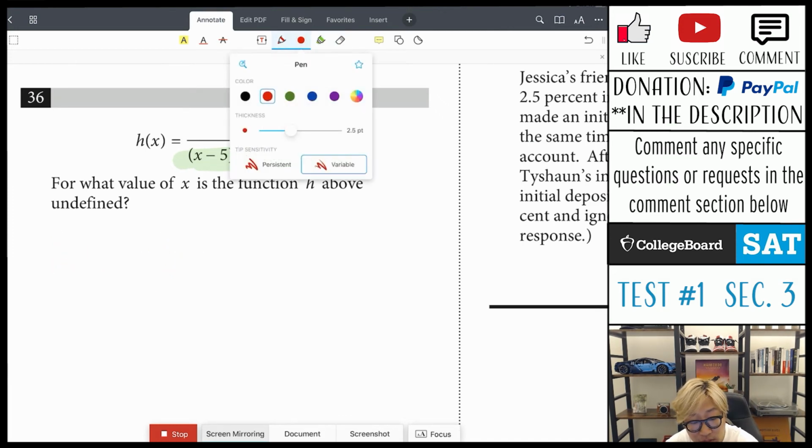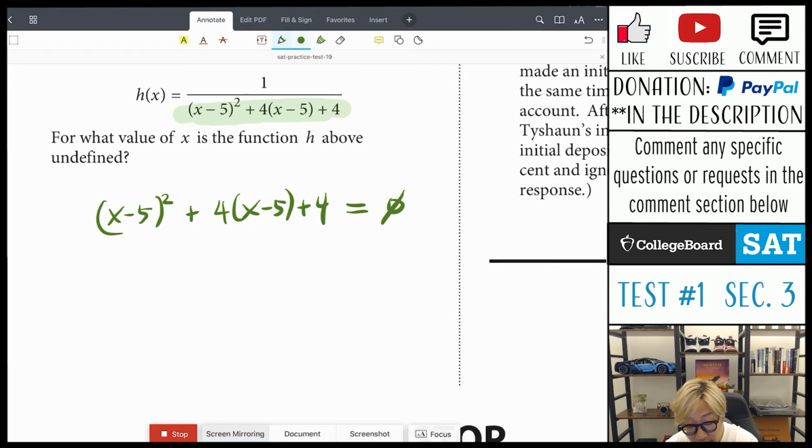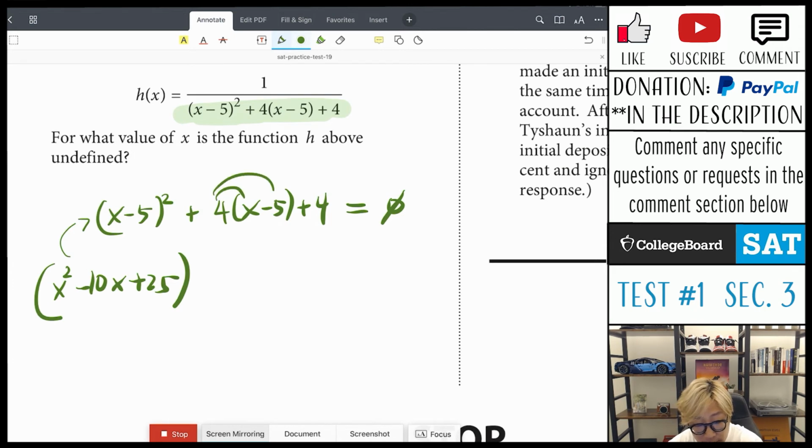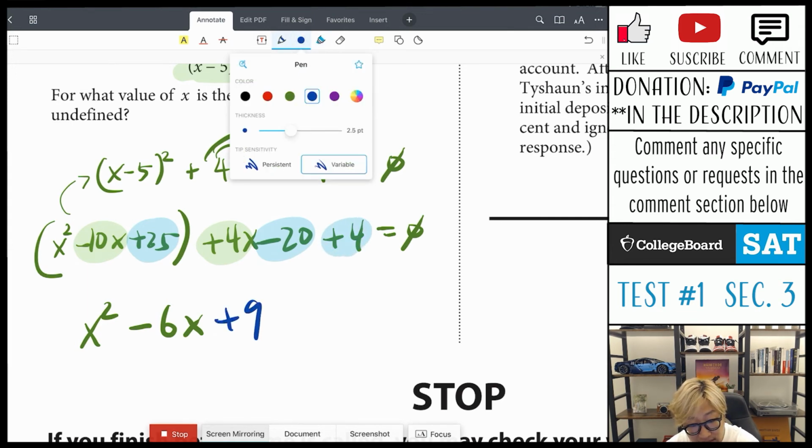You want to grab that and set it equal to 0. I will show you the newbie way first, and then I'll show you my own way. So set this equal to 0, the newbie way. Let's FOIL it all. So x squared minus 10x plus 25 for this one. Distribute, plus 4x minus 20 plus 4 is equal to 0. Let's combine all the like terms. x squared is just x squared. Negative 10x plus 4x is minus 6x. And then 25 minus 20 is 5, plus 4 is 9. So plus 9 is equal to 0.